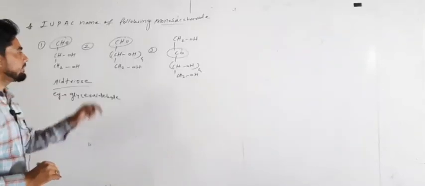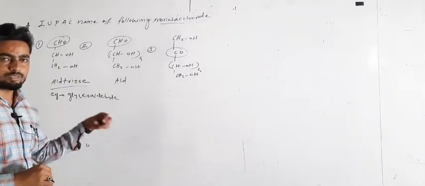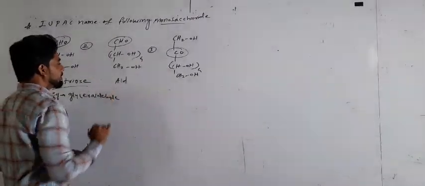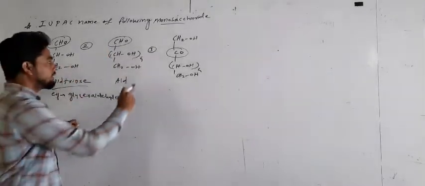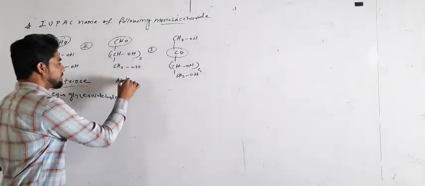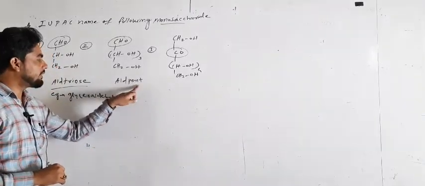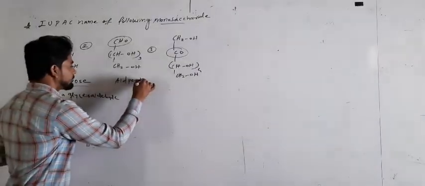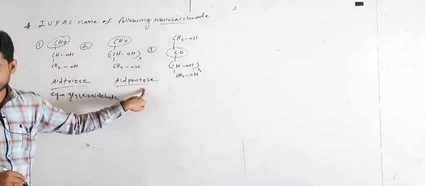Second, it also contains the aldehyde group. First we take the prefix ALD for aldehyde. And how many carbon? 1 plus 3 is 4, 4 plus 1 is 5. So 5 is PEN. Aldopent, and pent means 5 carbon, and last we use the word OSE. So the name is Aldopentose. Clear?